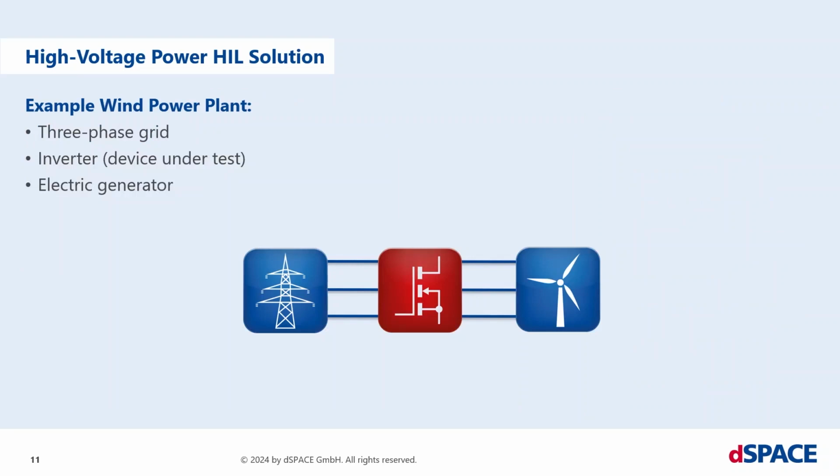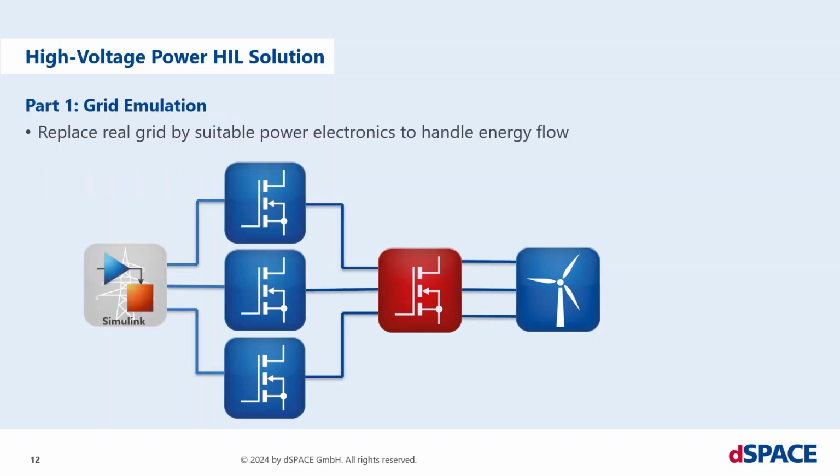Going back to our example, the wind power plant. Our device under test is the inverter in the middle, between the grid and our wind generator. This is our real-world setup. Now we want to replace the environment by a power hub in a loop setup. First, we want to replace the real grid. So the grid, in this case the 3-phase grid, will be replaced by at least 3 load modules.